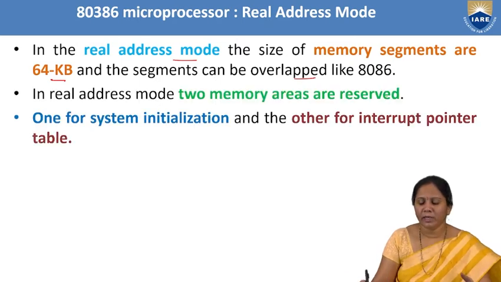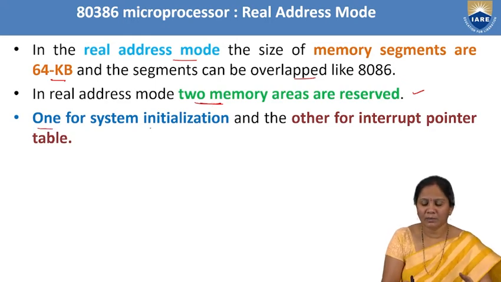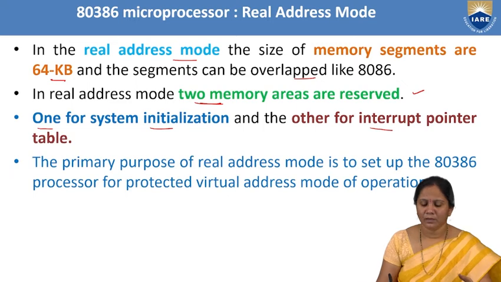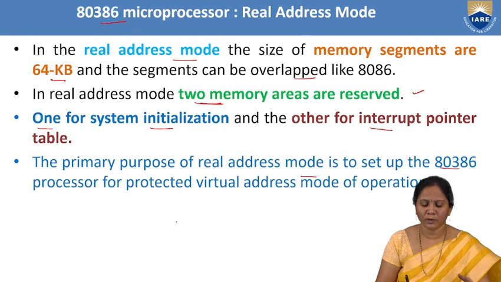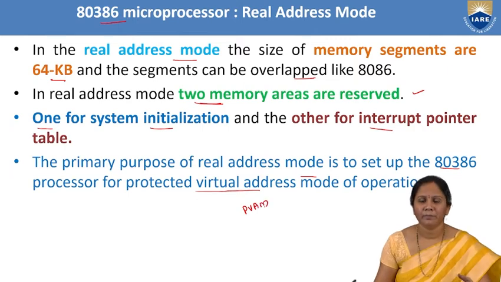And in real address mode, two memory areas are reserved: one memory for system initialization and another memory for the interrupt pointer table. Now, the primary purpose of operating this 80386 microprocessor in the real address mode is to set this 80386 microprocessor into protected virtual address mode of operation, which is called PVAM mode.